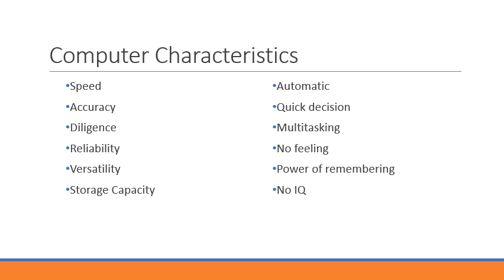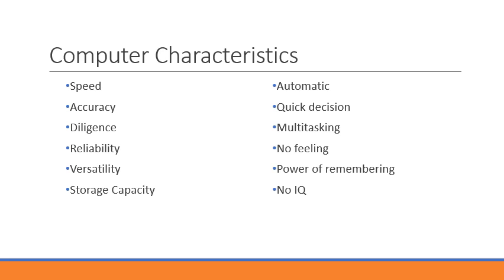Now, automatic. A computer is an automatic machine because once started on, a job will carry on until the job is finished without any human assistance. Quick decision. The computer takes decisions very quickly, based on the instructions given by the user, which are based on either arithmetic data or logic data.